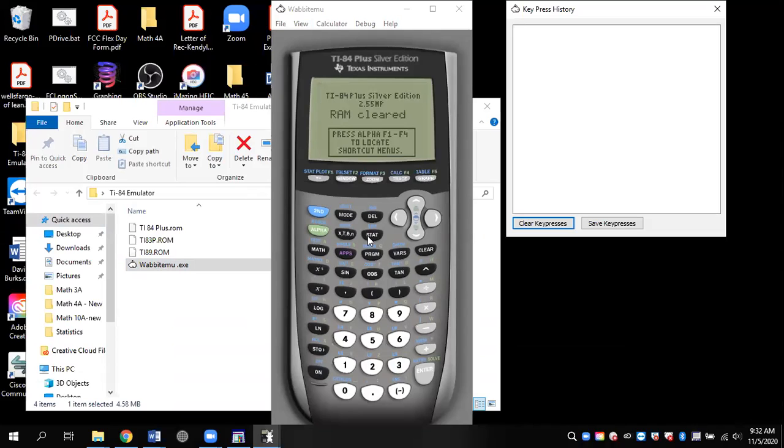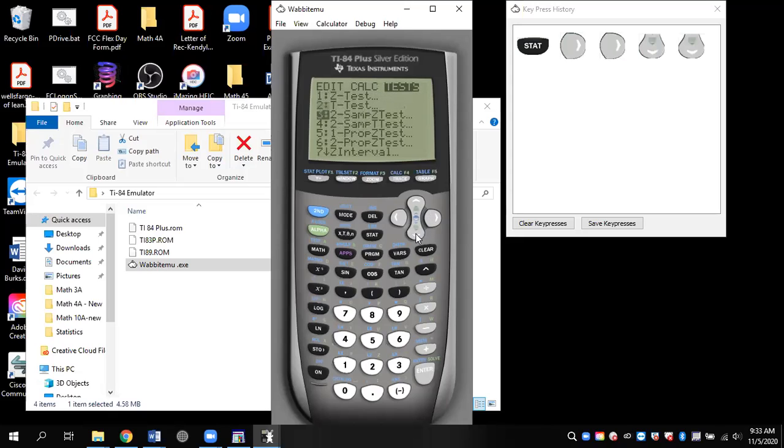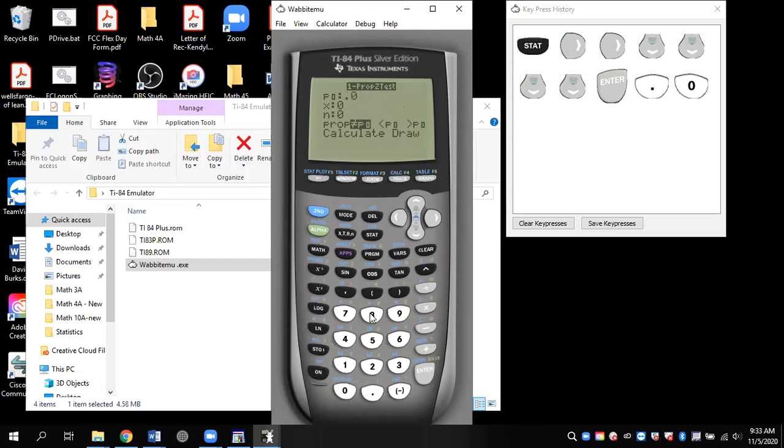Are you seeing my calculator screen? Yes. Okay. I want to make sure I'm on the right screen. So I'm going to push stat, go over to test, go down to 1-PropZTest, enter. What was our p? 0.08. Go down. Yeah, here's the x.